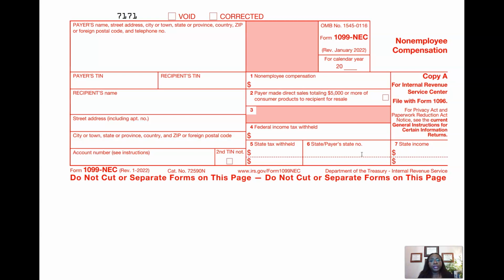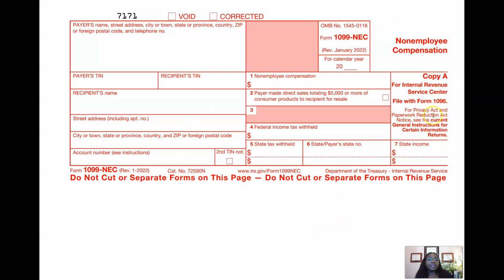And if you have an employee in that state, whether you were previously registered or not, you may have a responsibility to register your business in that state if your employee is working from that state. So the income that is earned from each state would be divided up and put on each line. Okay, so that's how you complete the 1099-NEC.